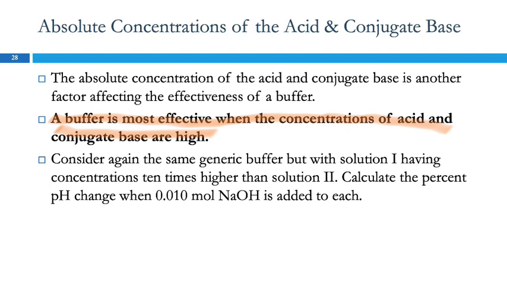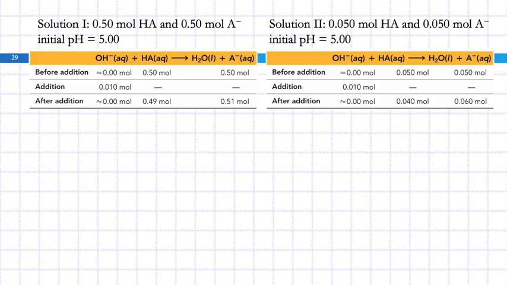We're going to look again at that generic buffer. But now solution 1 is going to have concentrations that are 10 times higher than solution 2. Again, we're going to calculate the percent pH change. So let's just erase these things that I don't like.